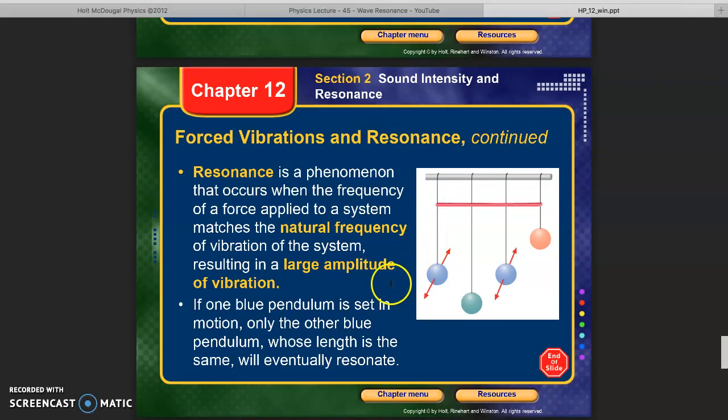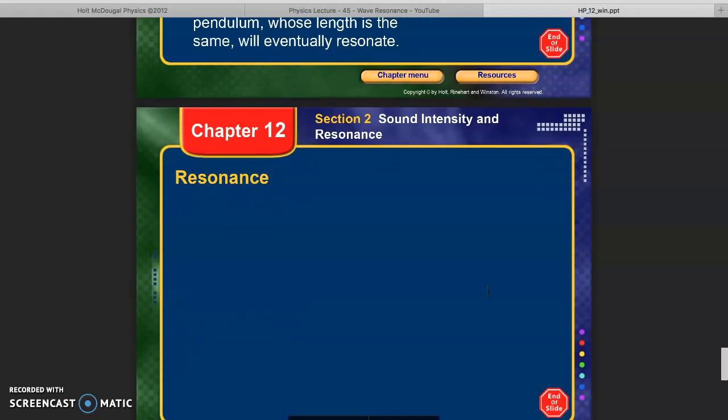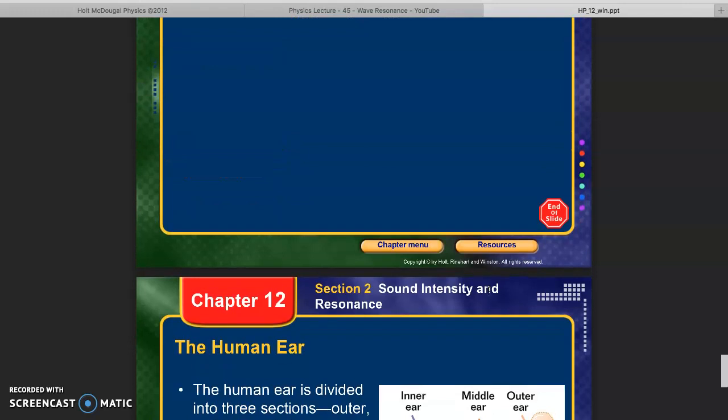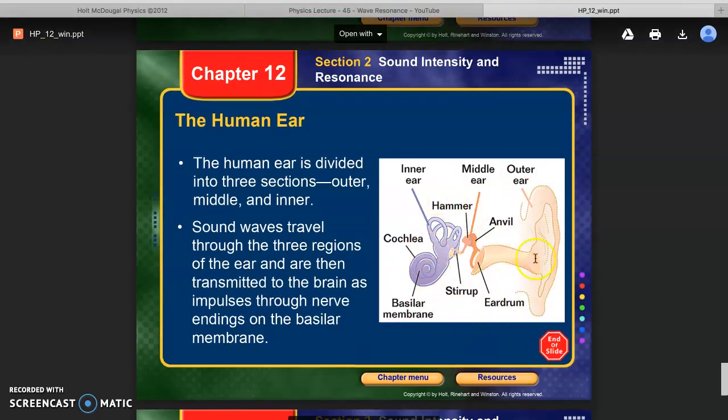If the blue pendulum is set in motion, which one is going to have the same natural frequency as the blue pendulum? The other blue pendulum. So only the other blue pendulum is going to eventually resonate. So I'm going to link that video I want you to watch so you understand resonance in more detail. And after that, I do want you to copy this diagram in your notes, which is the human ear.